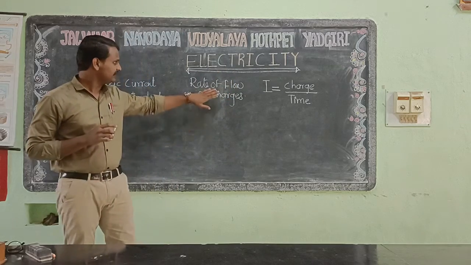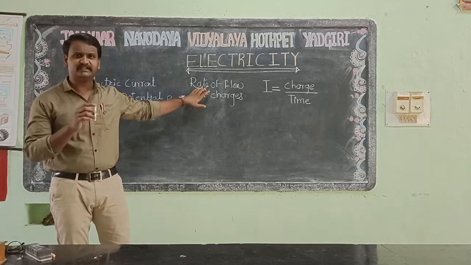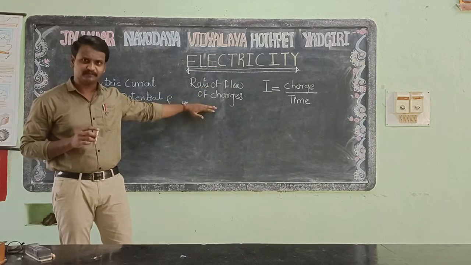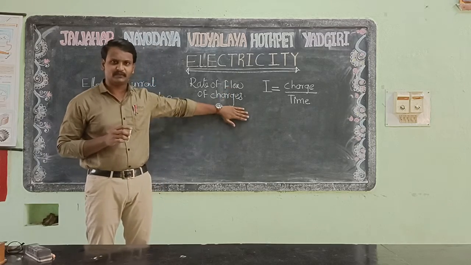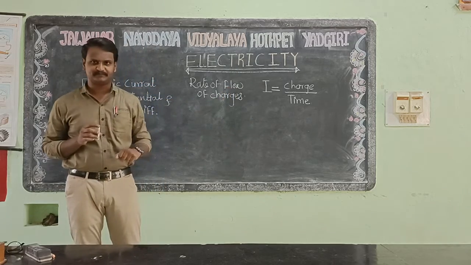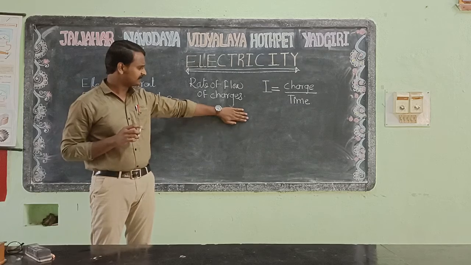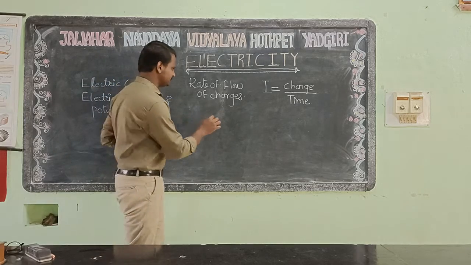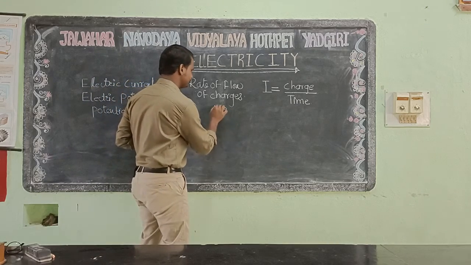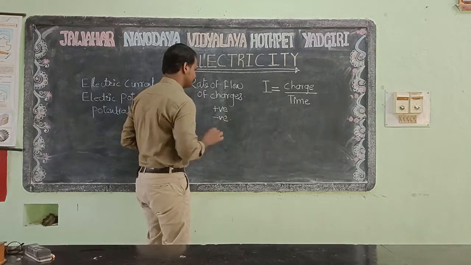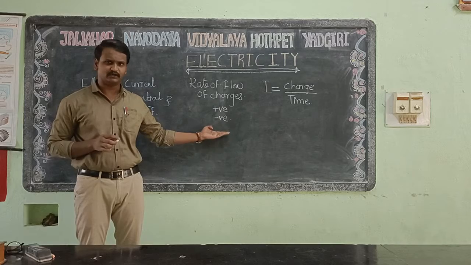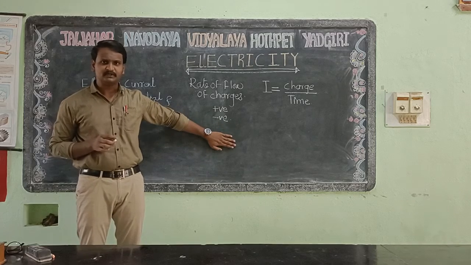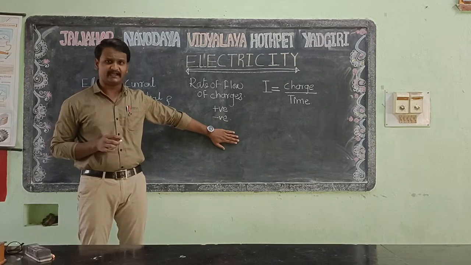Now what is the rate? Anything divided by the time is called the rate, and this is the flow of charges. Now the big question is, what are charges? There are two types of charges, positive charges and negative charges. Whether any metal or atom acquires positive or negative charge depends upon the electrons present in the atoms.